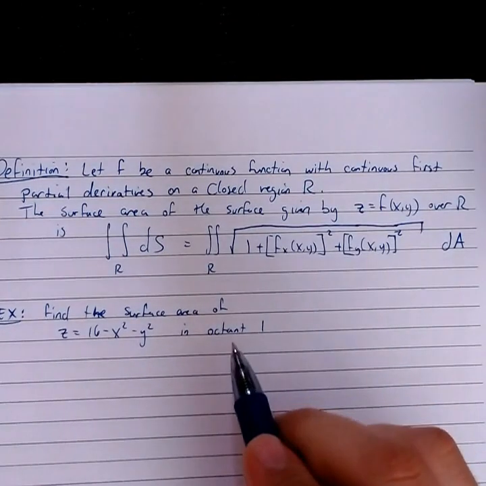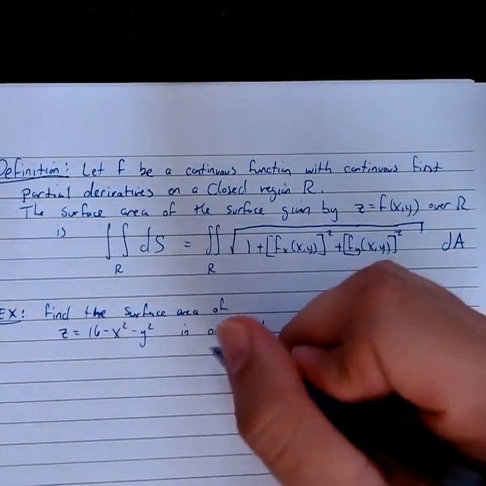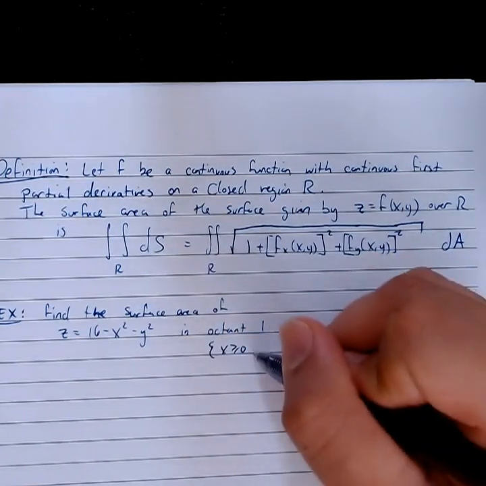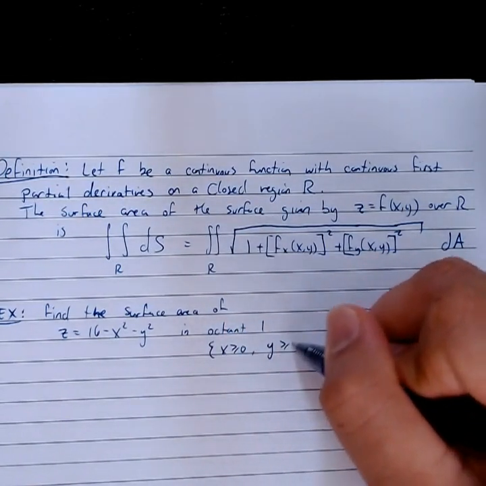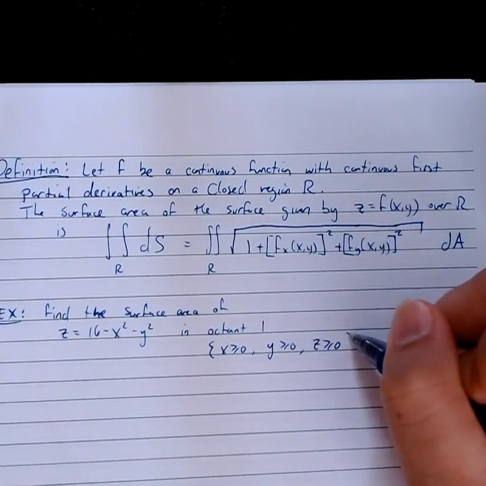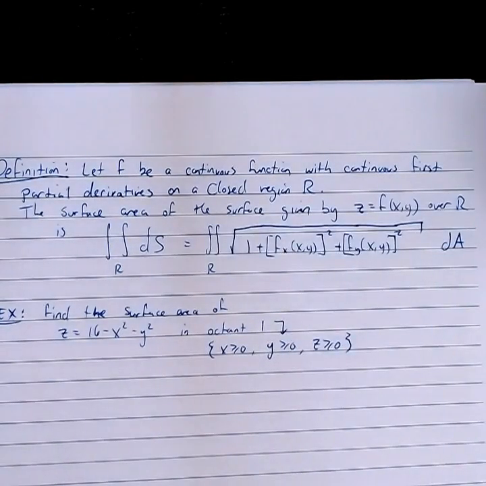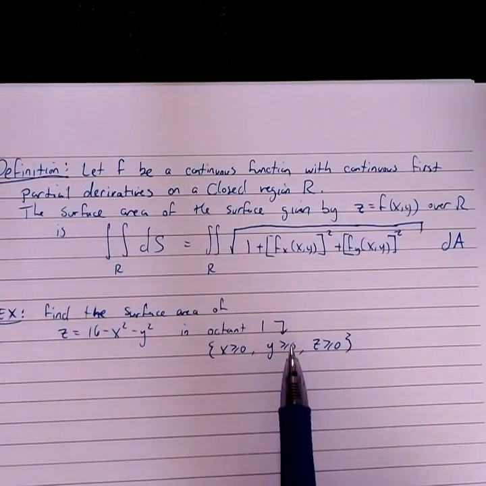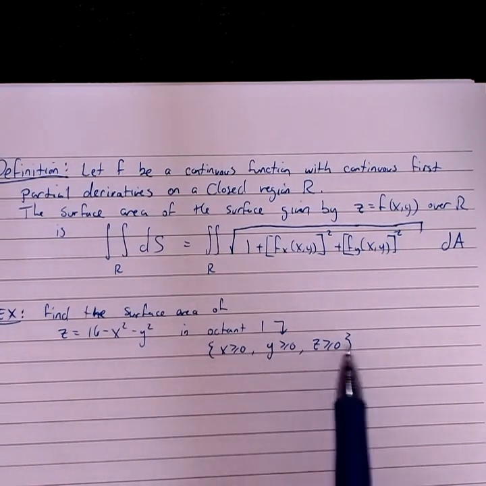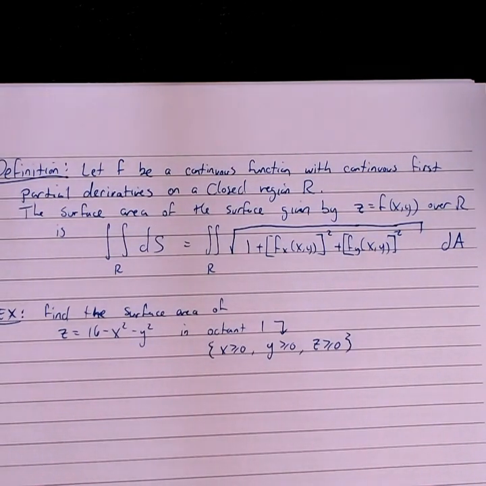You'll hear this said a lot, in the first octant. That's just a shorthand way of saying, by the way, we want x to be greater than or equal to 0, we also want y to be greater than or equal to 0, and we want z to be greater than or equal to 0. That's what this means here. It's just like saying the first quadrant, but now instead of having things on the plane, we have things in space in 3 variables. So our first octant is where everything's positive.